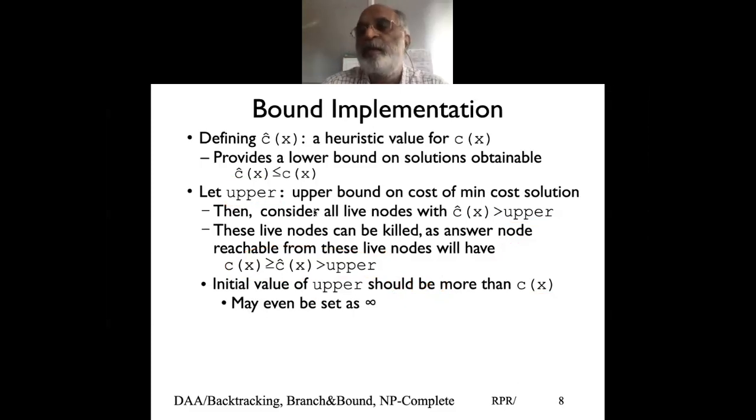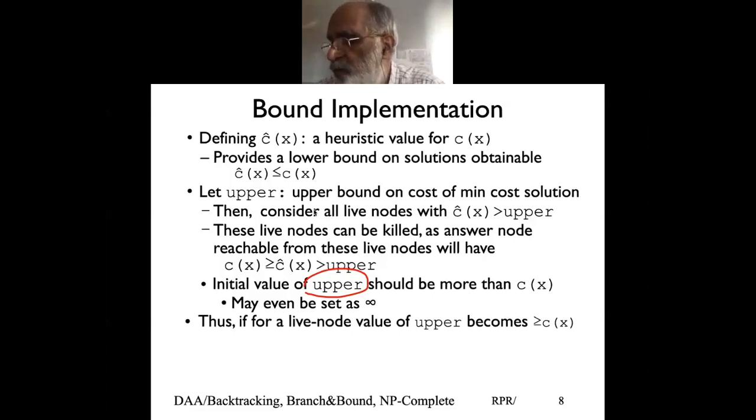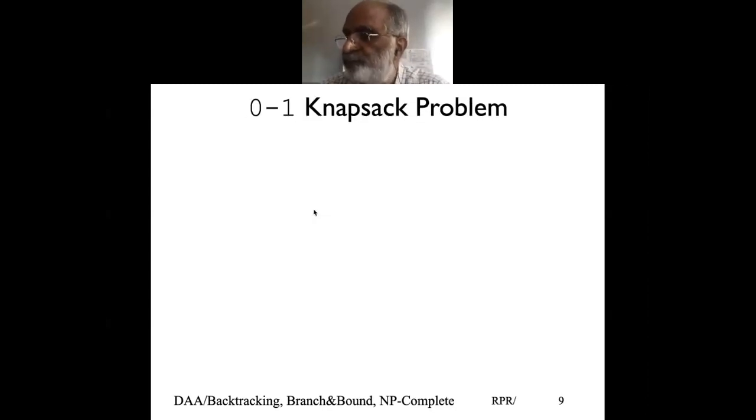This is the approach we would be taking. What's the initial value? Either we can compute this value for the root node, or we can start with infinity and keep lowering it. Either way, it would work fine. And as we said, for any live node, if this becomes greater than upper, we can simply ignore it, and that's fine.